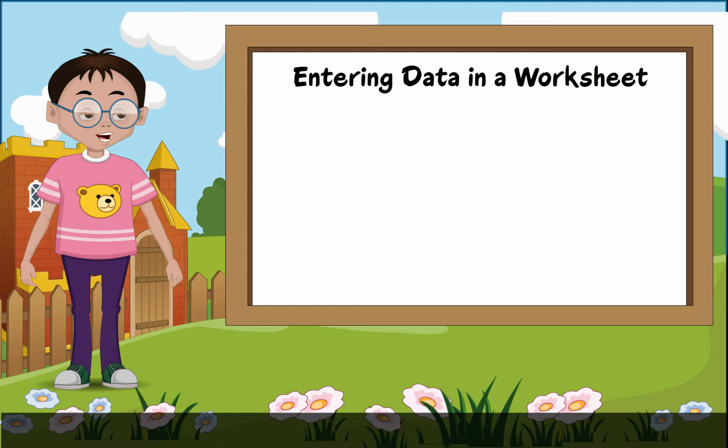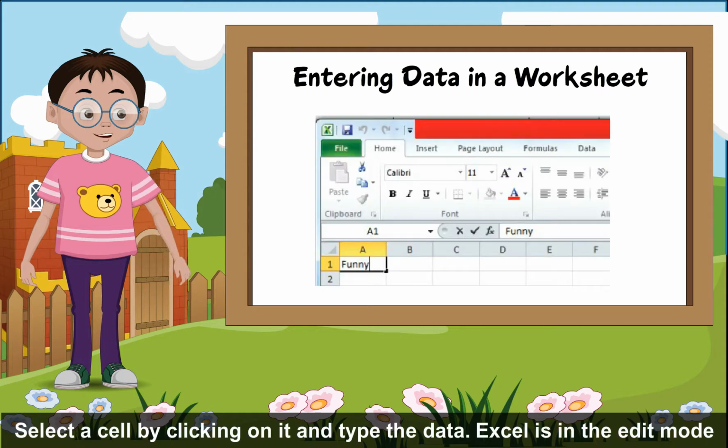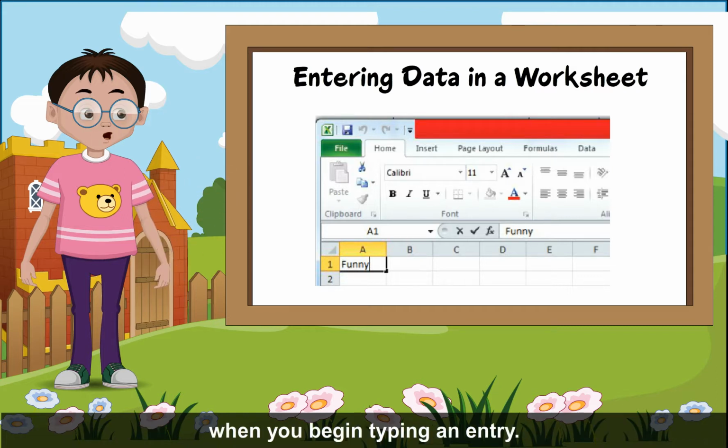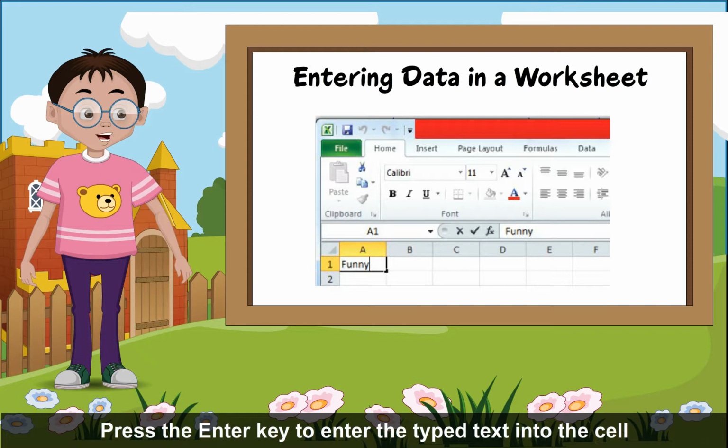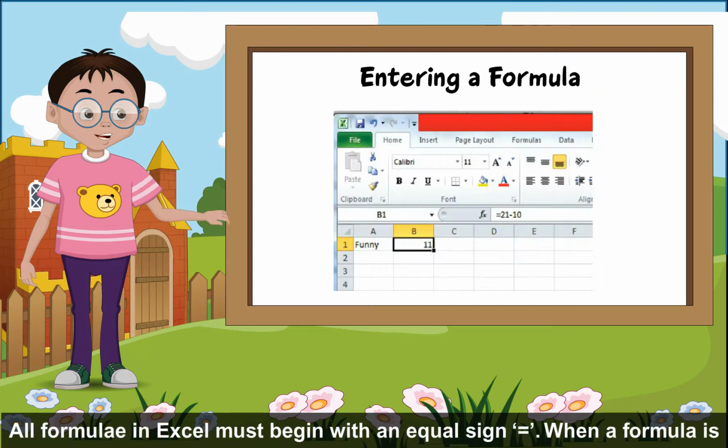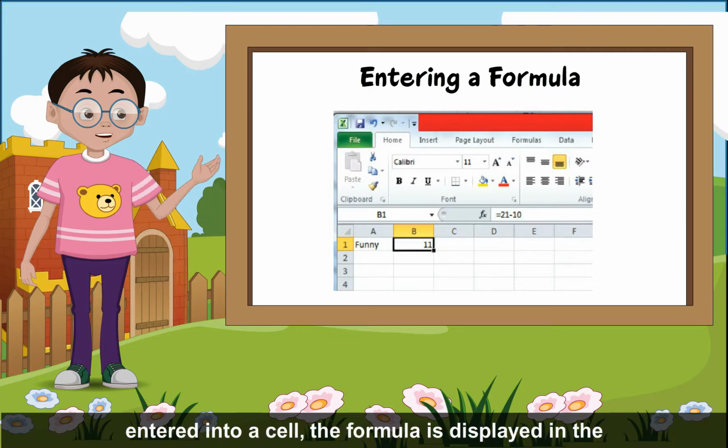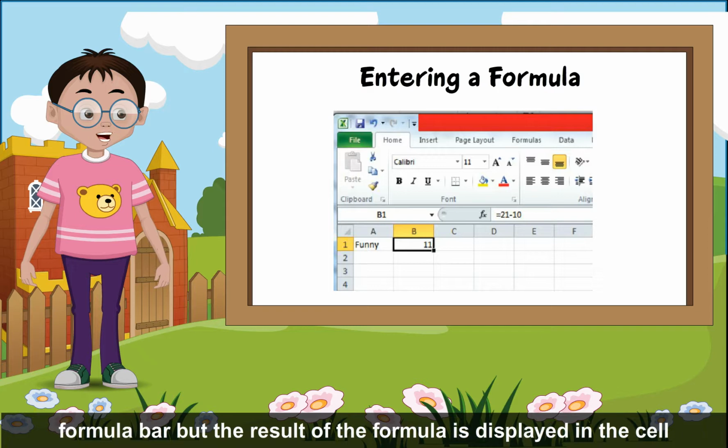Entering data in a worksheet. Select a cell by clicking on it and type the data. Excel is in the edit mode. When you begin typing an entry, press the Enter key to enter the typed text into the cell. Entering a formula. All formulas in Excel must begin with an equal sign. When a formula is entered into a cell, the formula is displayed in the formula bar, but the result of the formula is displayed in the cell.